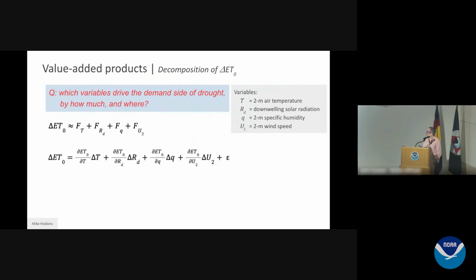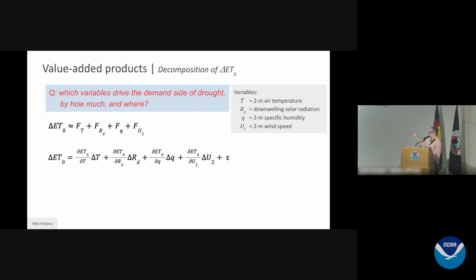Okay, so on to the second one. This is the more science one. This is something we conceived of here rather than have it requested by users. But we thought we could answer this question: which variables, and these are the variables here, temperature, downwelling solar radiation, humidity, and wind speed, drive the demand side of drought, by how much and where? So we basically just split out the anomaly in evaporative demand, which is this delta ETO, into 4 contributions.